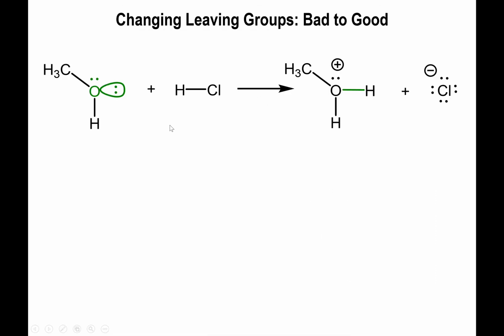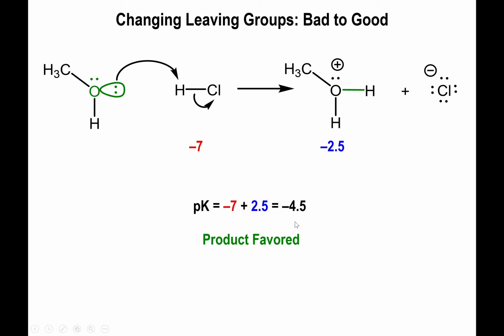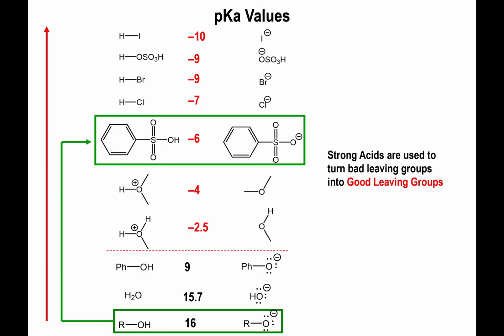Right, so alcohol, same idea. The O with the lone pair attacks the strong acid, takes that proton, kicks off the chlorine. In the process, you form protonated alcohol. And notice that the pKa of HCl is -7, that of the protonated alcohol is about -2.5. Subtract these two values from each other in that order, you get a negative value, which tells you that this reaction is product favored. All right, so definitely can do this.